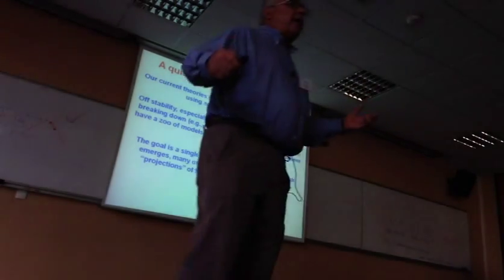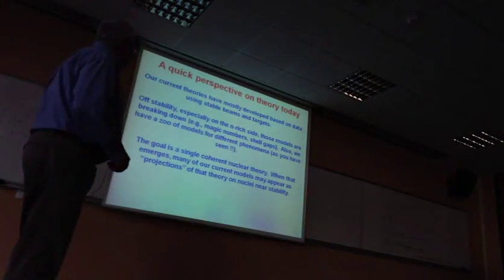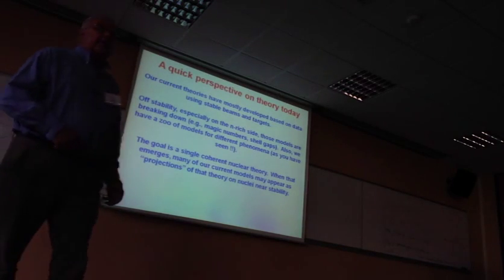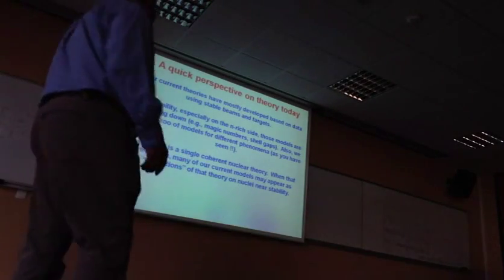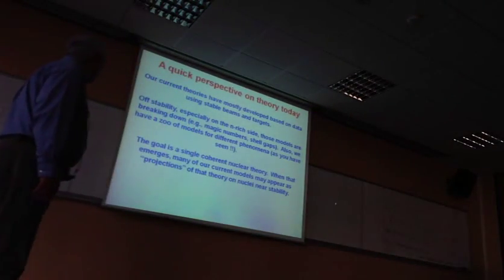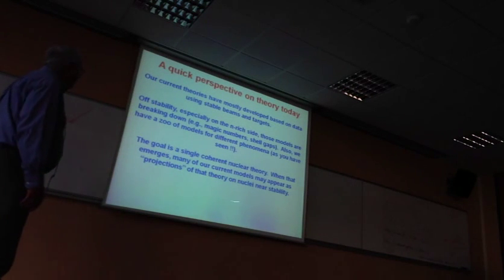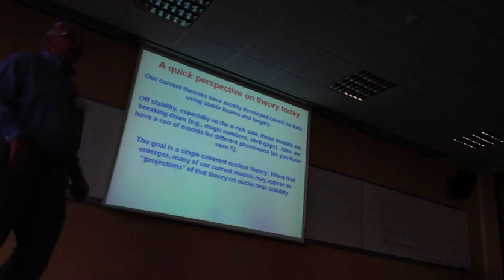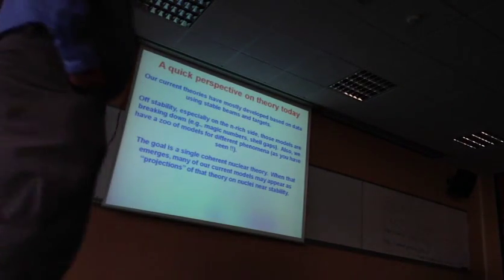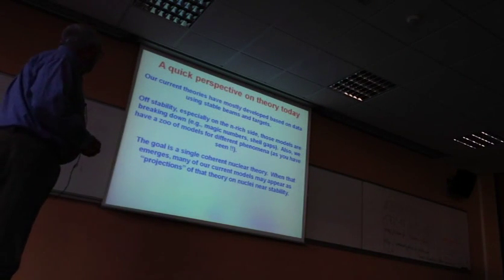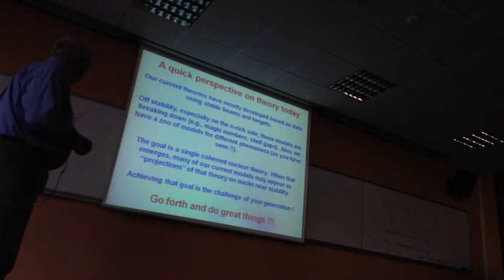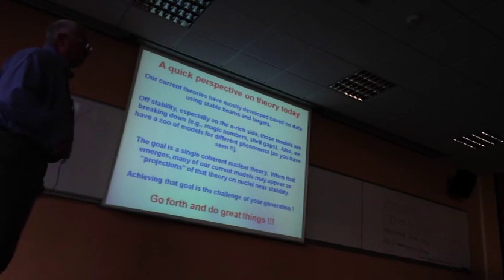And they're all wonderful models that work in certain situations. But ideally, we'd like to have a single coherent nuclear theory. And we don't have that. People are working towards it, not me, because I can't, but people are. And when we get that model, it may be that our current models are, in some hand-waving sense, projections of that theory onto the nuclei near stability. We'll find that the models we developed earlier for nuclei near stability are kind of one limit of that more general theory. And so my final message is that achieving that goal is the challenge of your generation.